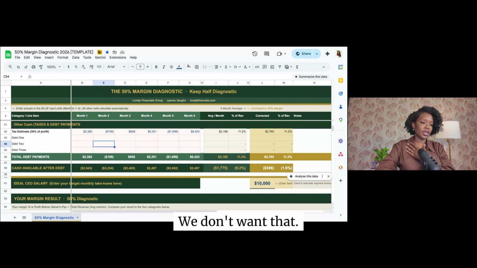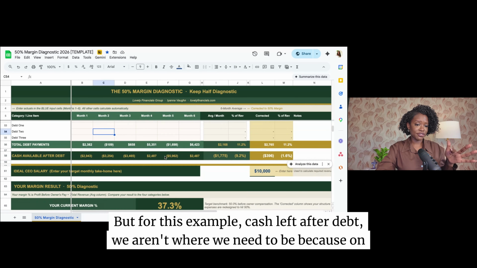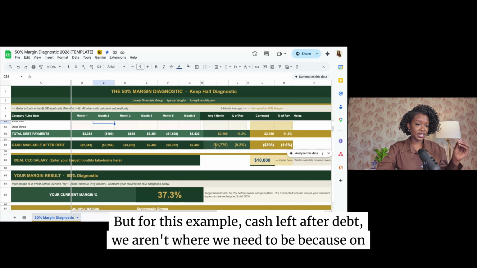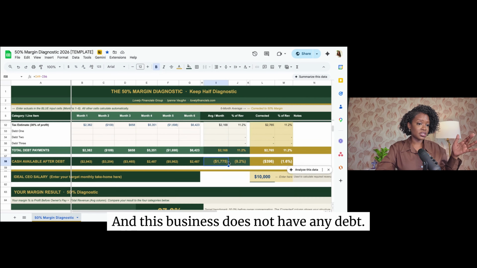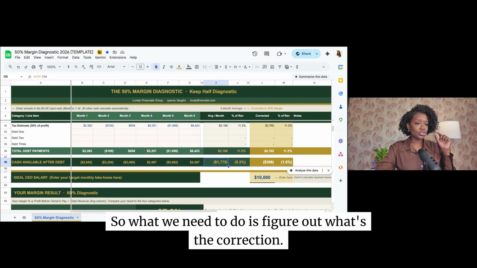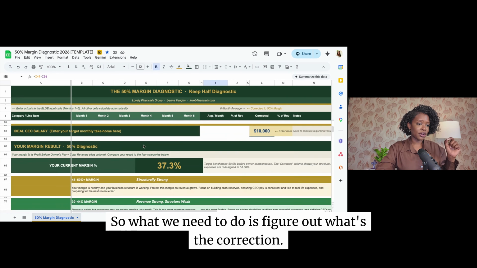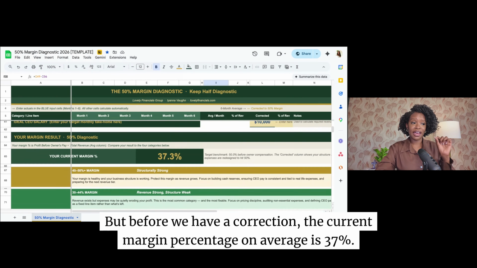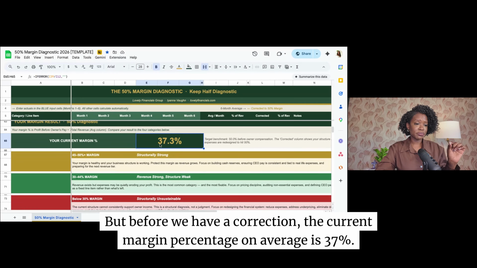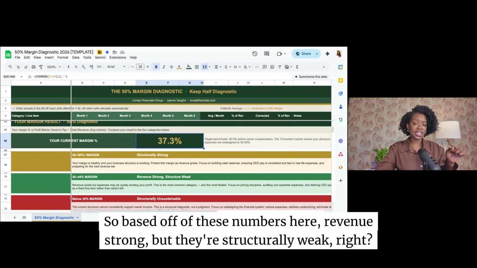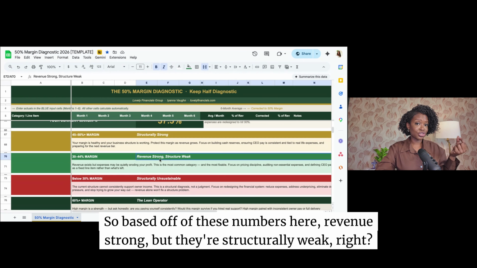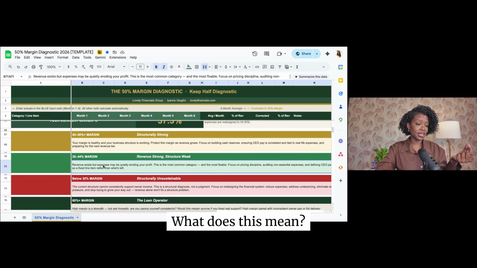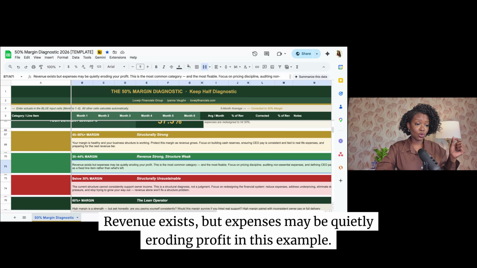We don't want that. But for this example, cash left after debt, we aren't where we need to be, because on average now it's negative 1,700, and this business does not have any debt. So what we need to do is figure out what's the correction. But before we have a correction, the current margin percentage on average is 37%. So based off of these numbers here, revenue's strong, but they're structurally weak, right? What does this mean? Revenue exists, but expenses may be quietly eroding profit in this example.